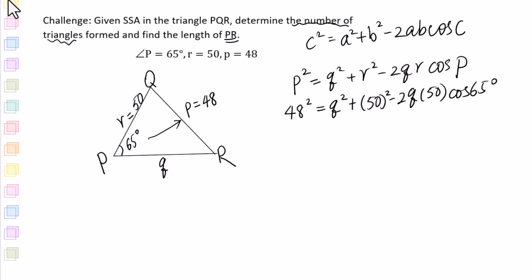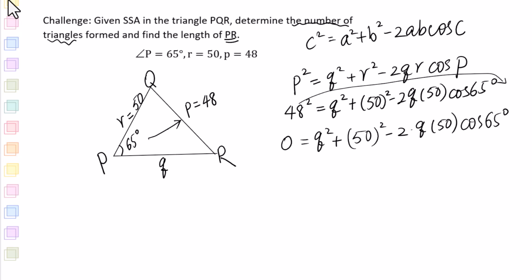We will use polyroots. So we will change this into equal to 0 form. Cross the river, change sign. 0 equals Q squared plus 50 squared minus 2 times Q times 50 cosine 65 minus 48 squared.